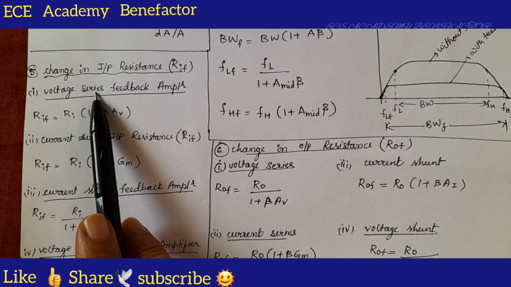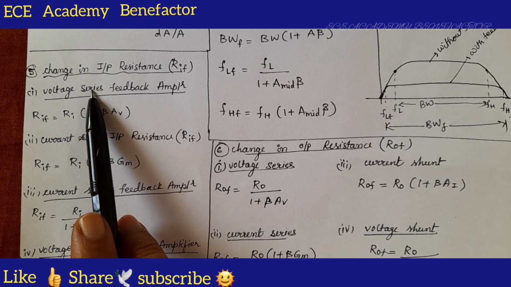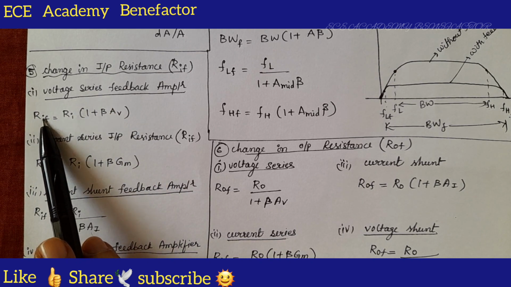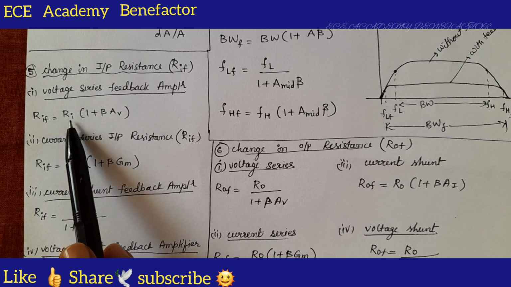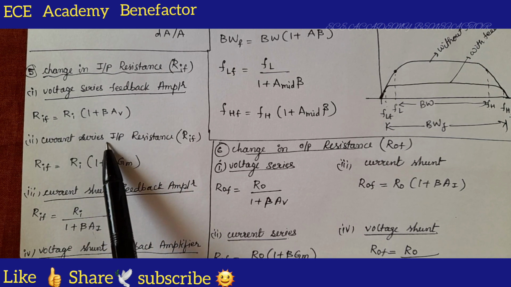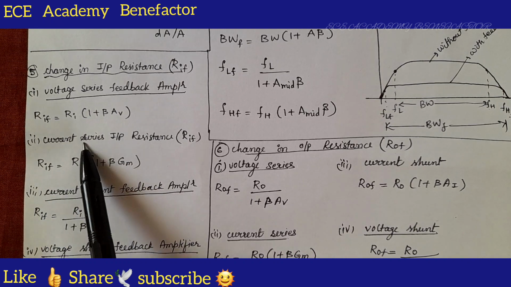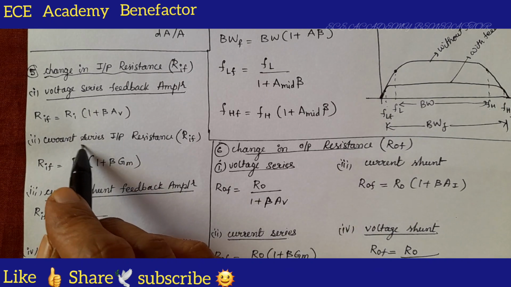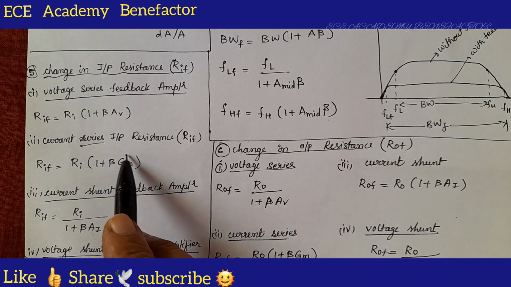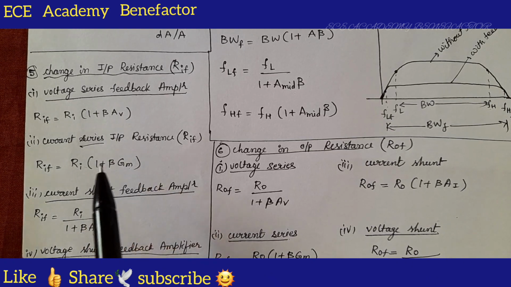So for voltage series, what will be the resistance? It will be increased. What will be the equation of input resistance? RIF is equal to RI times 1 plus beta AV. For current series, RIF series means increase, so multiply RI dot 1 plus beta GM. This is the gain of current series.